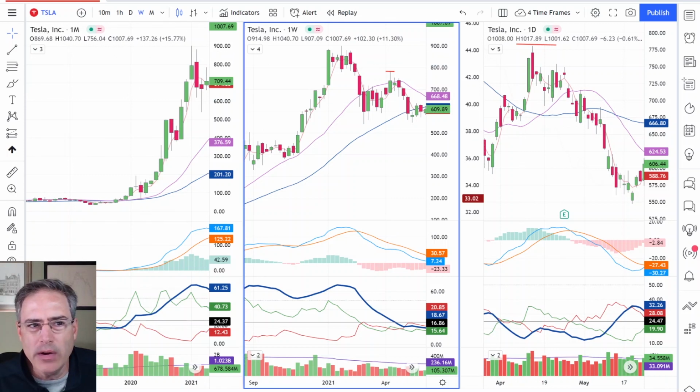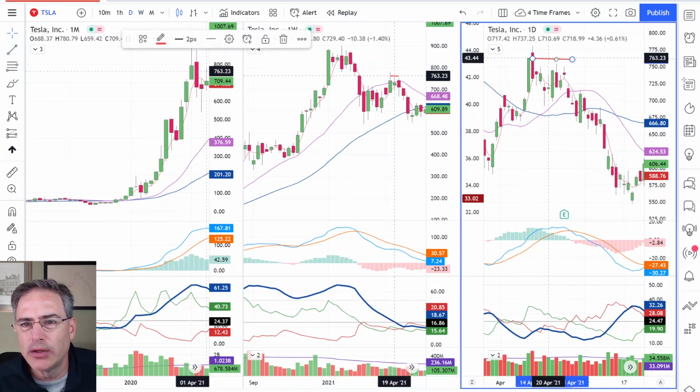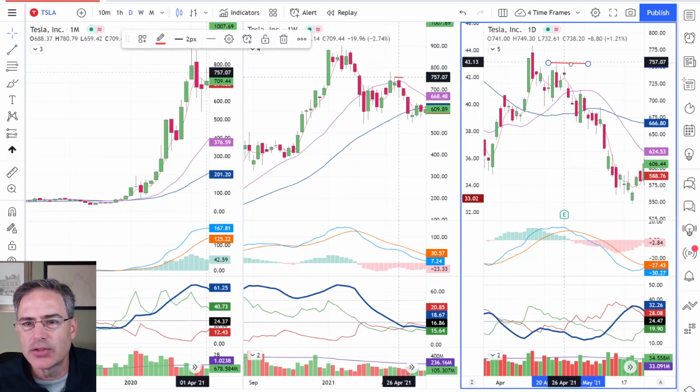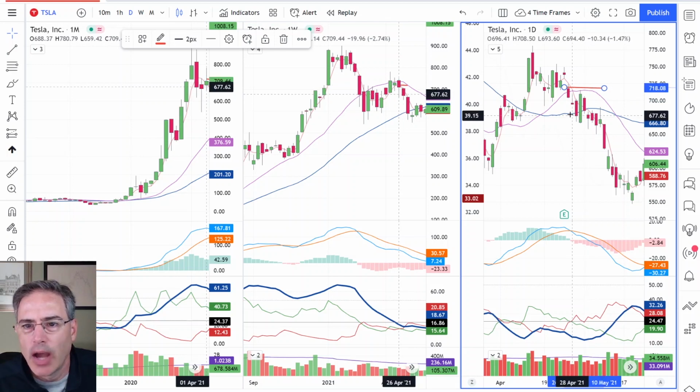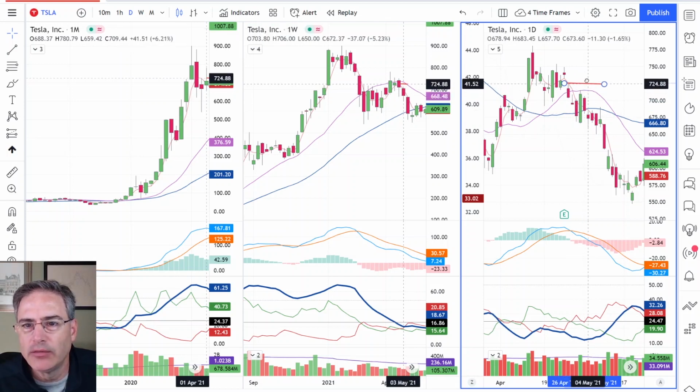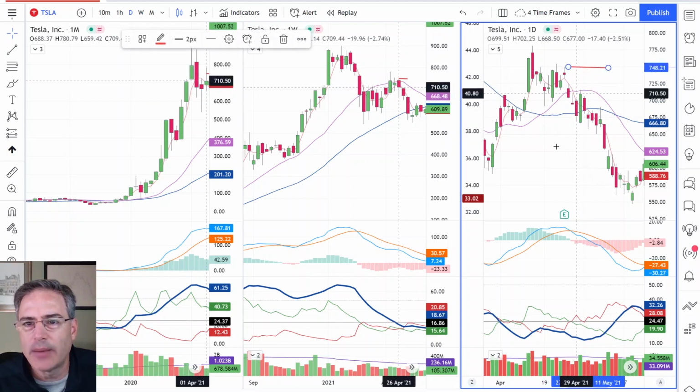So if you wanted to play it aggressively, the only real way you could have done it is to use this as your stop, or because you had a big green bar to the upside, you wouldn't have used that. You'd have had to use this stop up here.